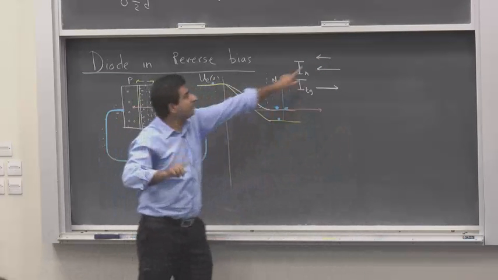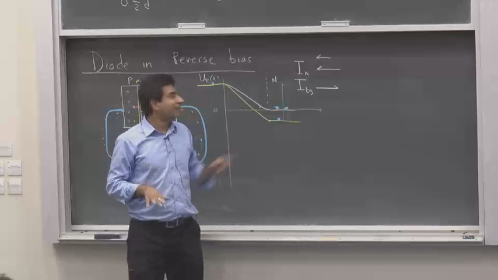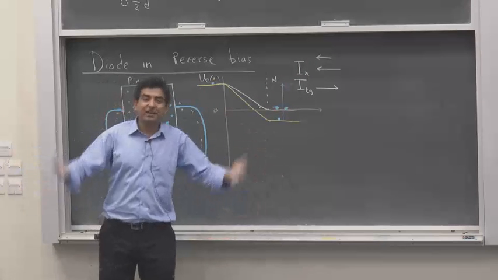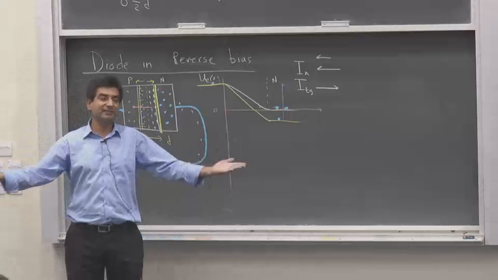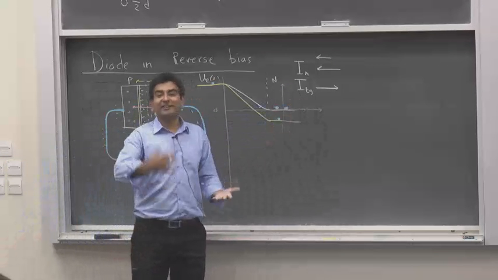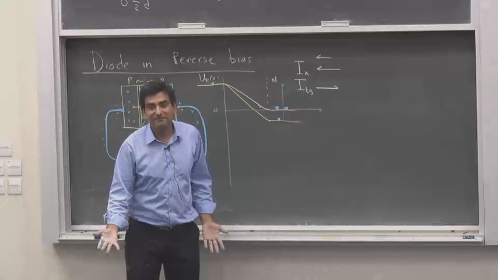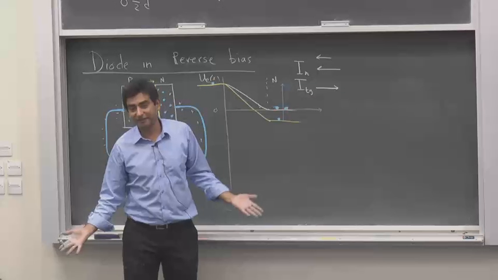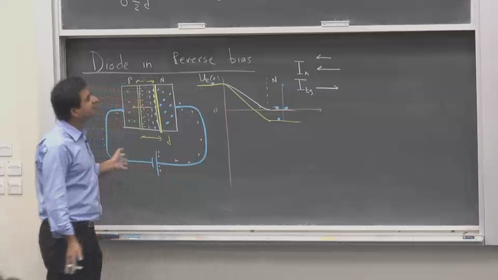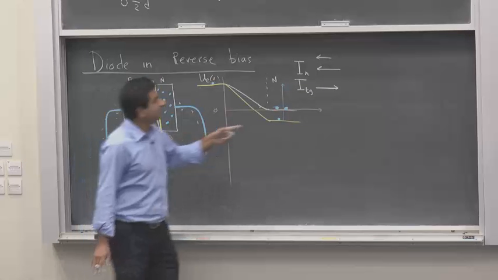Now when this recombination current has gone down, what's going to happen to the thermally generated carriers? Nothing. The thermal motion of the electrons and the holes is still the same. The temperature is still the same. So this thermally generated current is still going to be the same. But it's a very small current. So what's going to happen is that there could be a slight leakage of current.